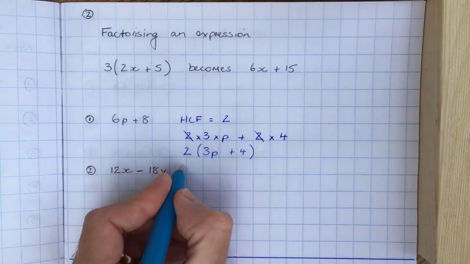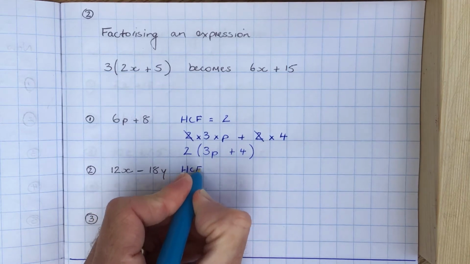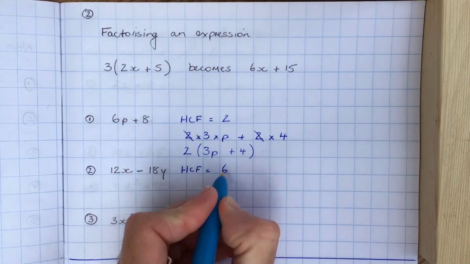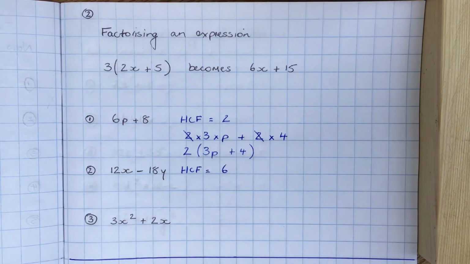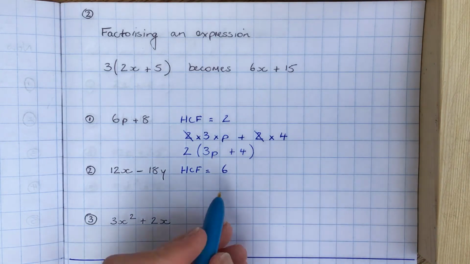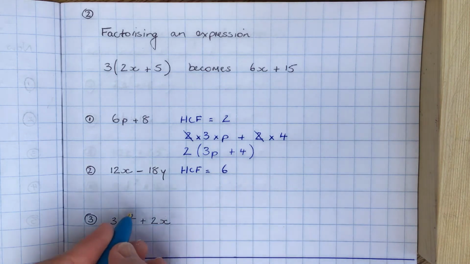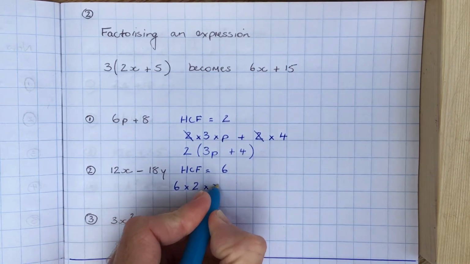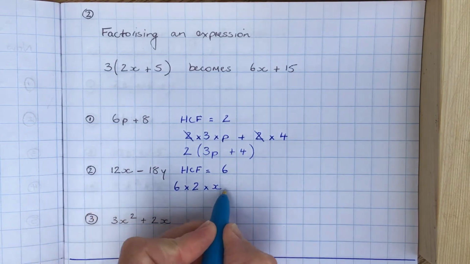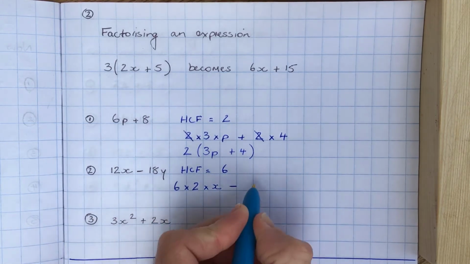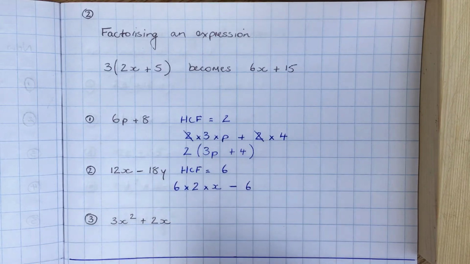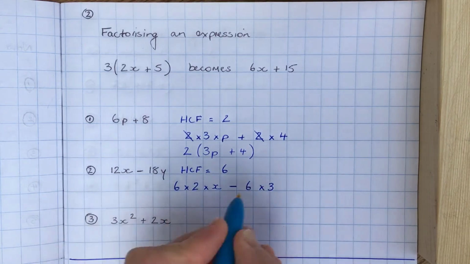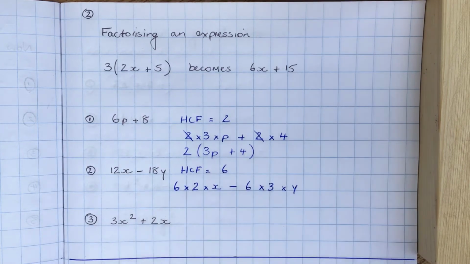Looking at the second one, we have 12x take away 18y. So again, we find our highest common factor. And our highest common factor of 12 and 18 is 6. So again, we write out the expression in full, starting off with our highest common factor every time. So 6 times 2 times x, there's our 12x. Take away 6, the highest common factor again, times 3. There's our 18 times y.